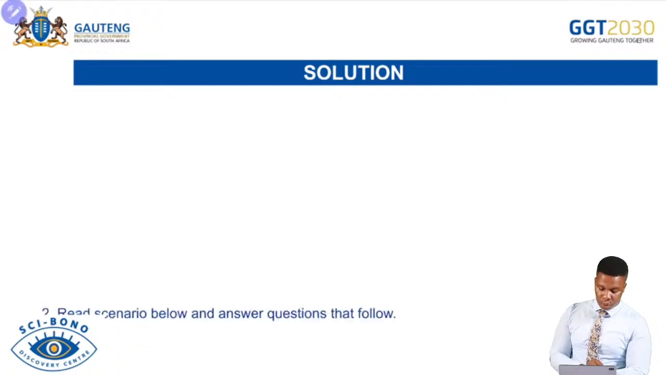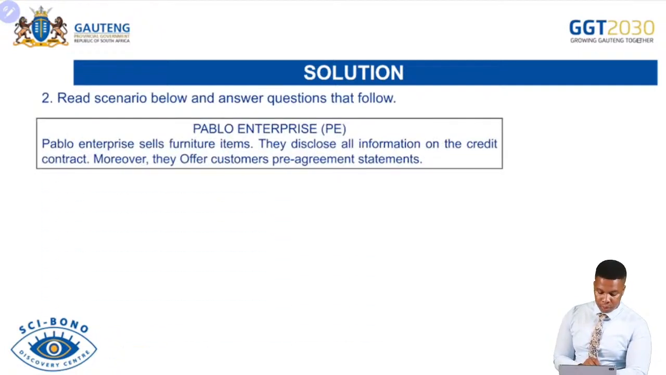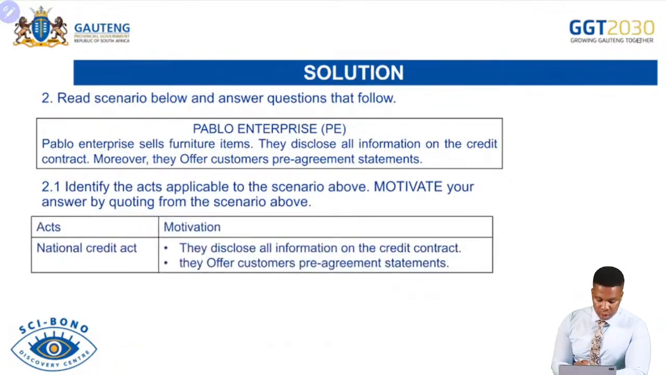And then let's move into question 2. Read the scenario below and answer questions that follow. We have the scenario again. You have to identify the act according to the scenario. Now, when we are looking into the act that is applicable, there is the National Credit Act because they disclose all information on the credit contract.